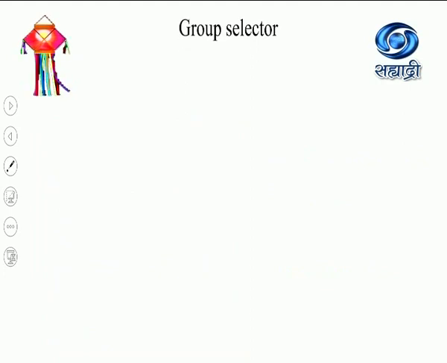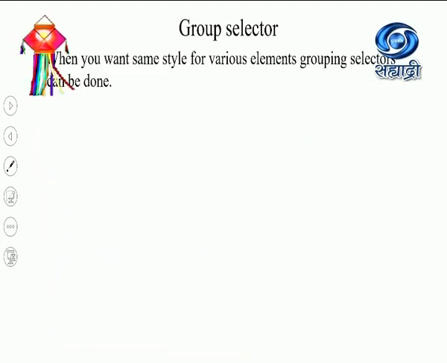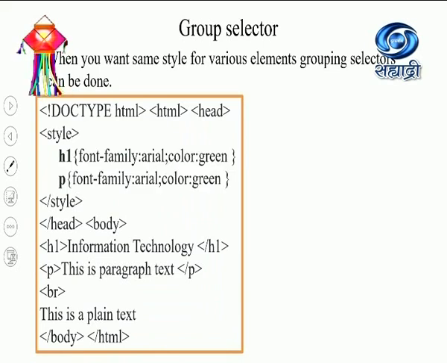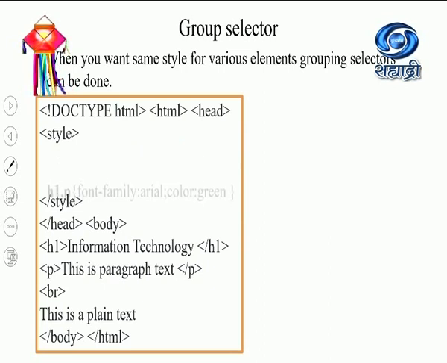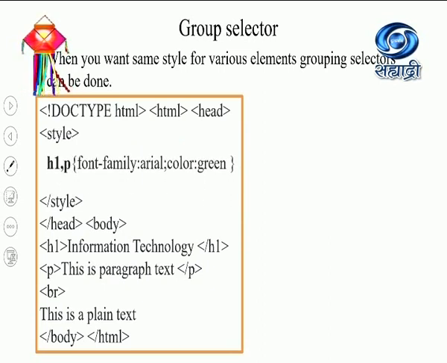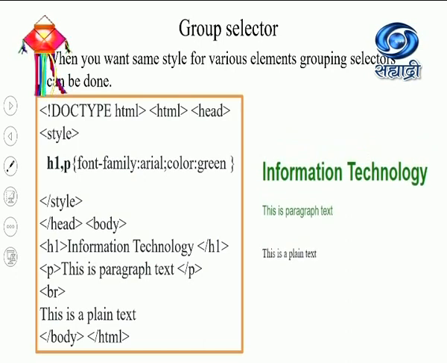So let us see what is a group selector. Group selector is nothing but if you want to have the same kind of formatting for various headings or various elements. So here what I can do is, for H1, I want Arial font and color green. And the same for the paragraph as well, I want Arial font and green color. So instead of writing this statement twice, I can write a single statement by just specifying a comma. This way we can group two selectors at a time. So if I specify the code like this, this will be the output.